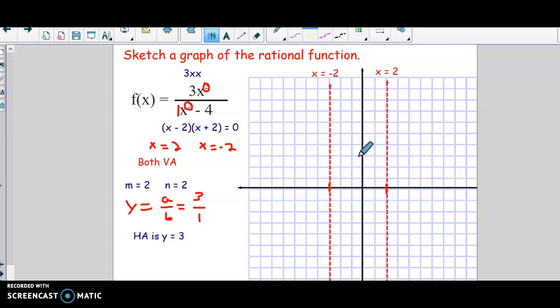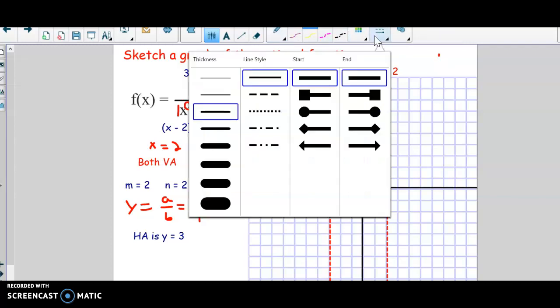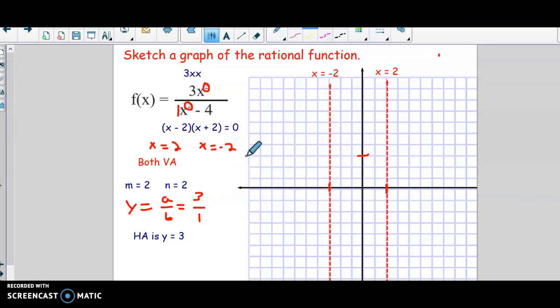I'm just going to draw that in right away. Here is 3 on the y-axis, and then I take my line tool and draw it in right there. There is our horizontal asymptote of y equals 3.